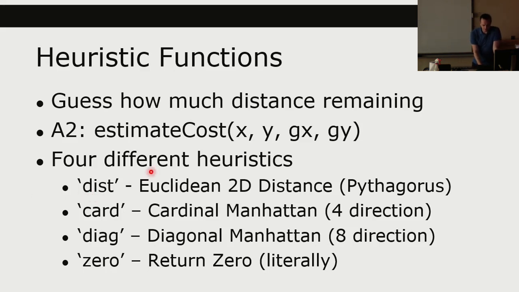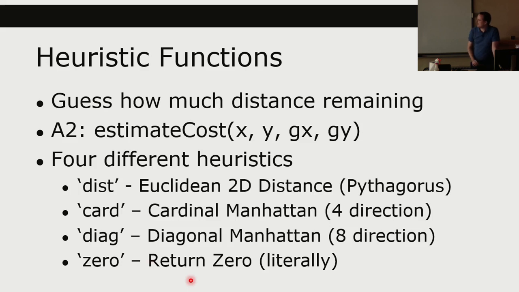So dist, that is just the Euclidean 2D formula. That's just Pythagoras, so the square root of the sum of the squares of the differences in the x's and the y's, just the distance formula. Card, that is the cardinal Manhattan, or 4-directional guess. Diag, that is the diagonal, or 8-directional Manhattan distance. And 0 is return 0, literally.